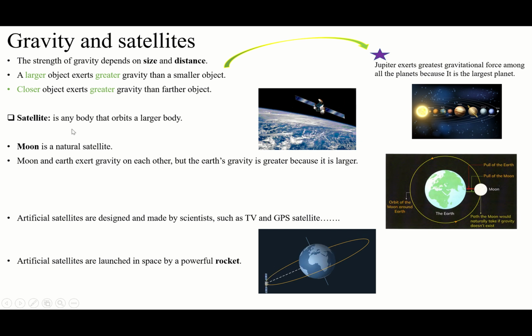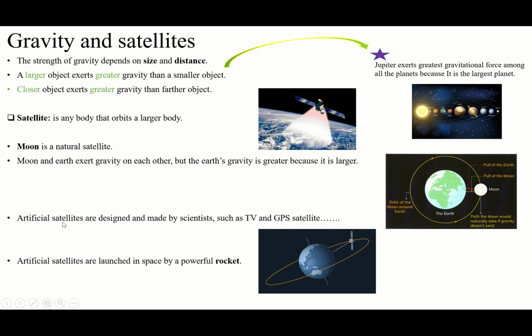So a satellite is any body that orbits a larger body, and the moon is a natural satellite. It's because it already existed, we didn't make it. It's smaller, something small that orbits a larger one. That's why we call the moon a satellite. The moon and Earth exert gravitational force on each other, but the Earth's gravitational force is greater because it's larger. We studied it before. We said that Earth exerts greater gravity because Earth is larger.